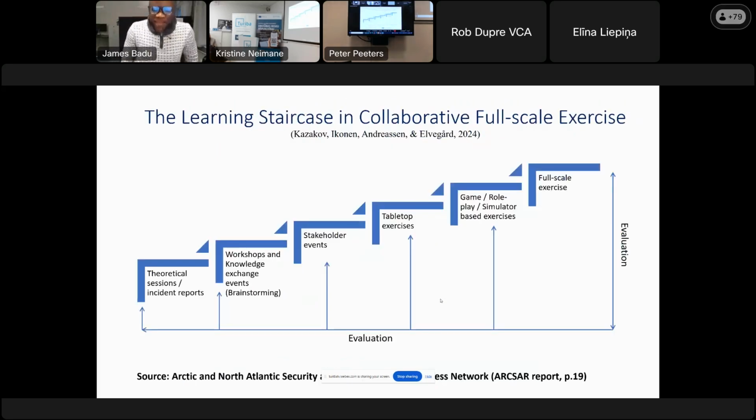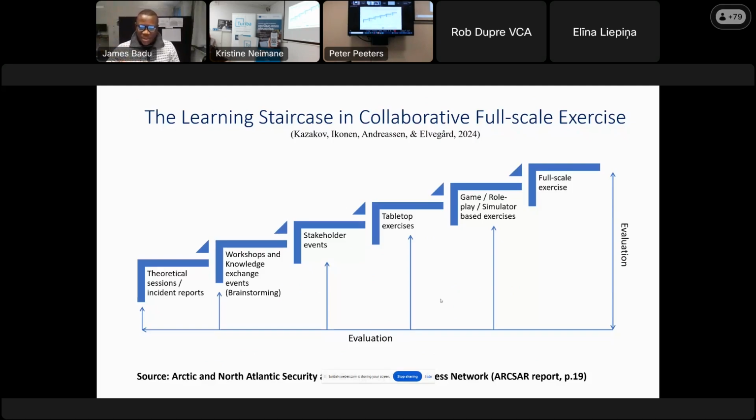But how does this actually go? Like I told you, there was this project by our research team, ASCA, which has to do with the Arctic and North Atlantic Security Network. And they prepared a report on this. The report clearly indicates that most of the time, people just start an exercise one day and then go straight to full scale. Well, this could be a good approach, but we think differently. We think that it should be in the form of a staircase. So it should take some time.